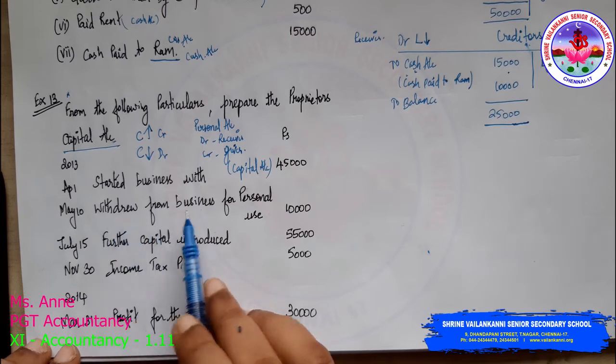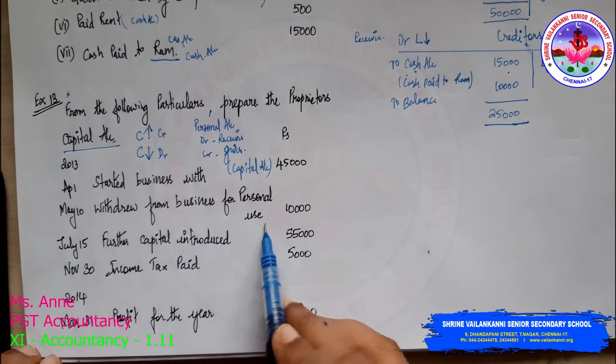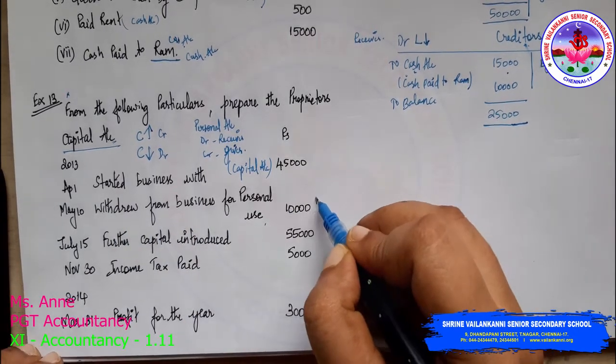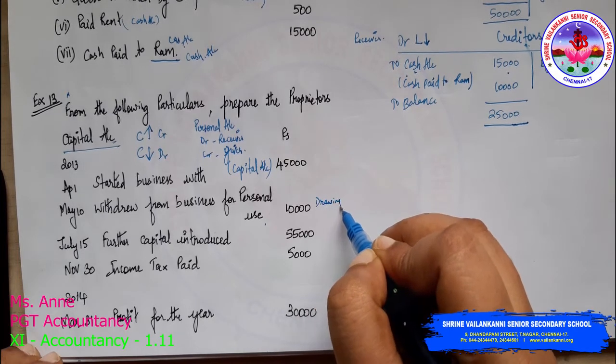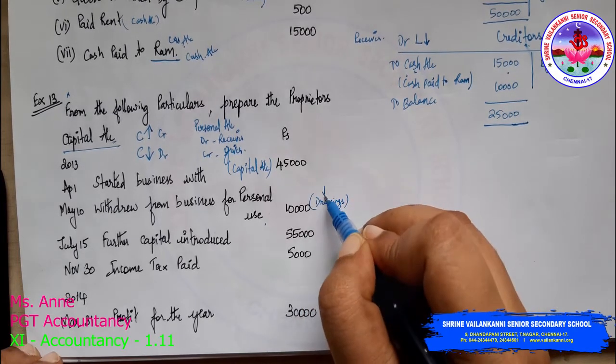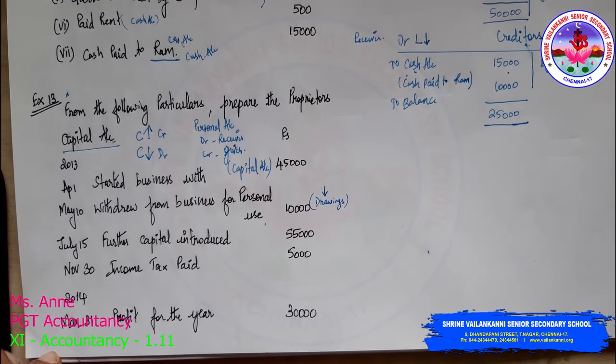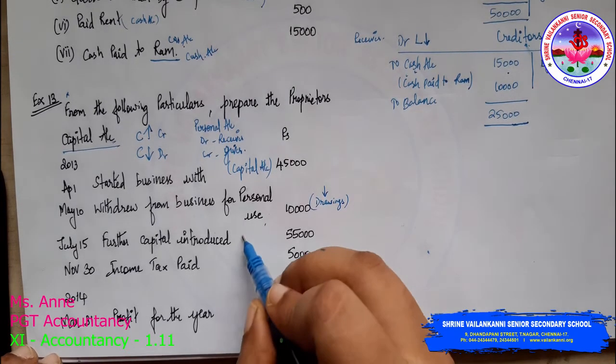Then withdrew from business for personal use. This is called as drawings. When you have drawings, capital always will decrease. Okay. Further capital introduced. So it is an additional capital.